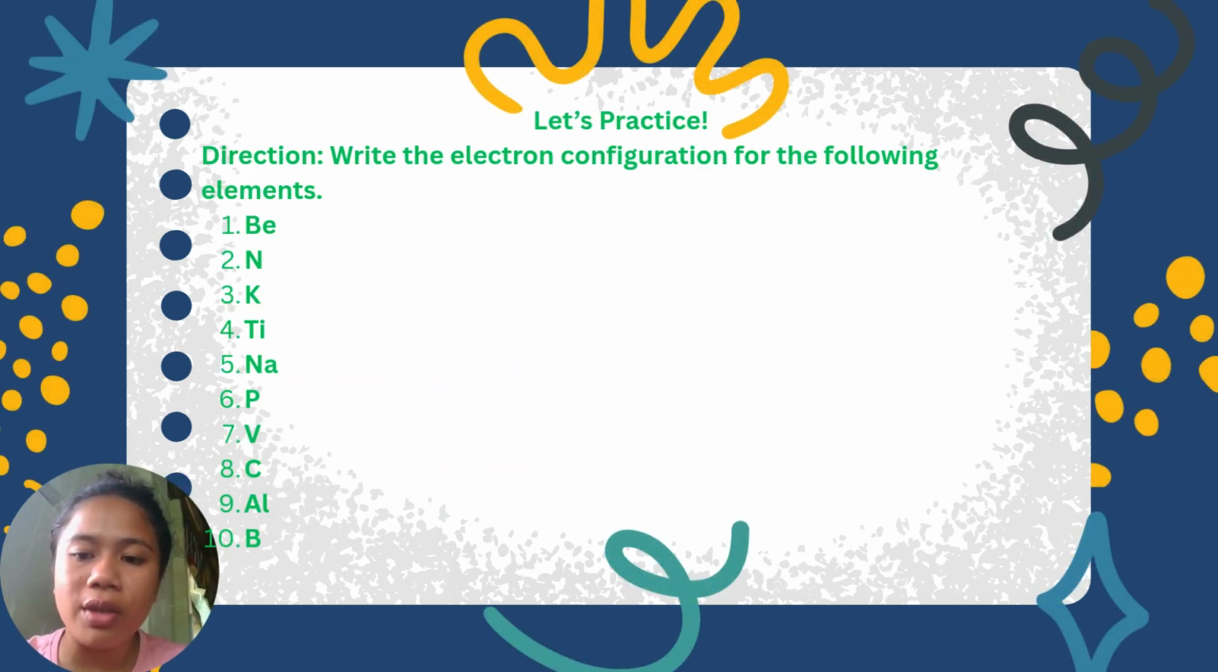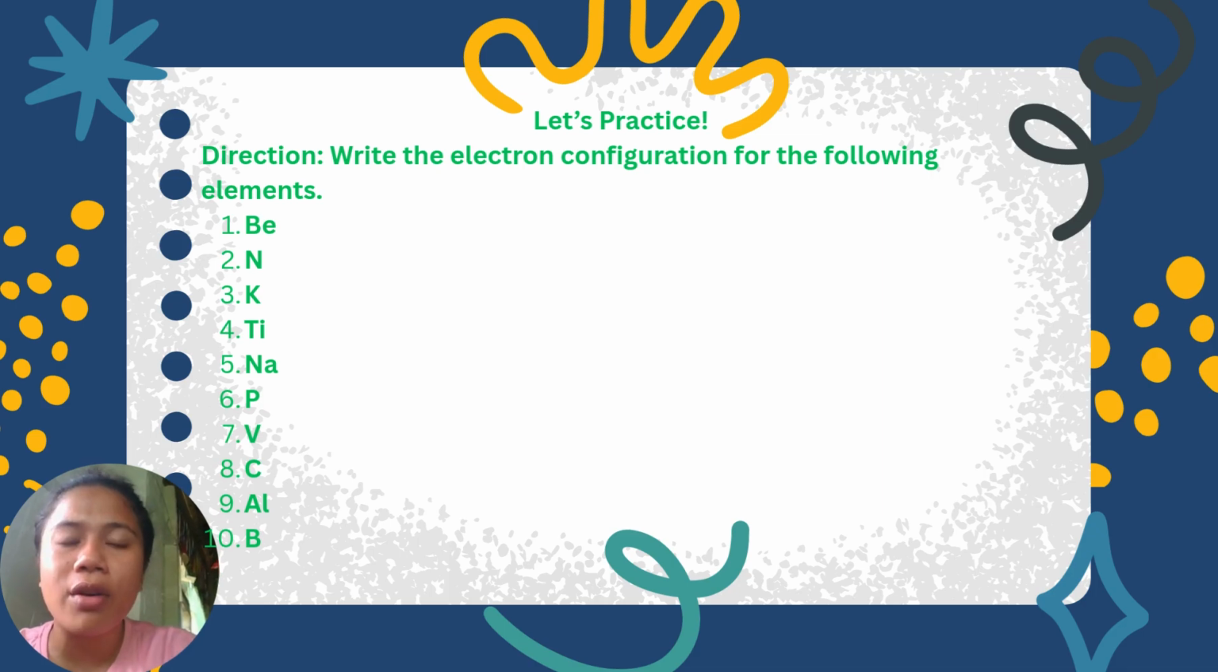Now, for your activity, the direction is: write the electron configuration for the following elements. Number 1, beryllium. 2, nitrogen, potassium, and then titanium, sodium, phosphorus, vanadium, carbon, aluminum, and lastly, boron. You will write it on a 1/4 sheet of paper and then submit it to me via Messenger. I am very flexible with the deadline as long as you comply.